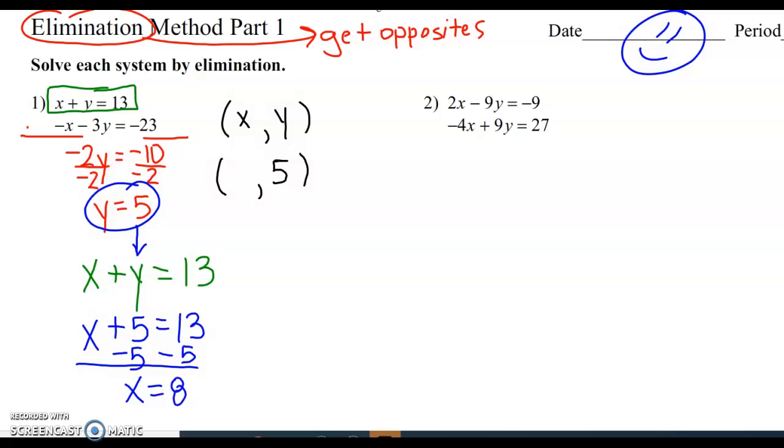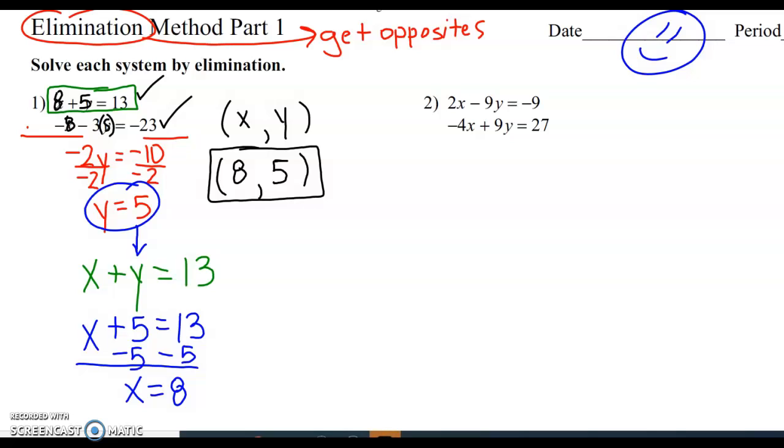So then my ordered pair answer would be 8 comma 5. So again, this is what's going to make this equation work. If I do 8 plus 5, I get 13. Negative 8 minus 3 times 5 is negative 23. So it's the x and y that work for both of the equations.